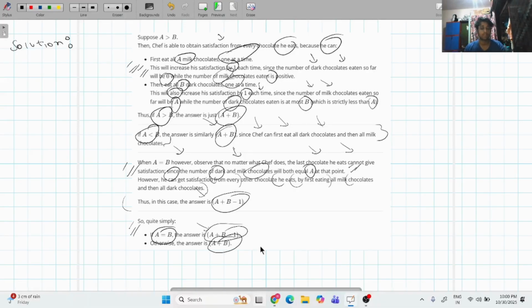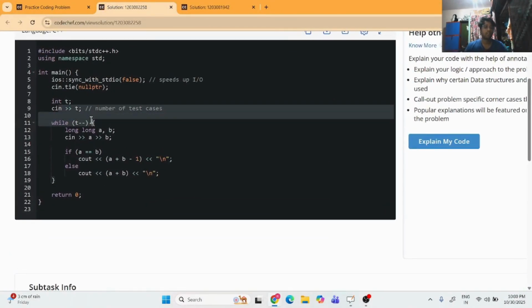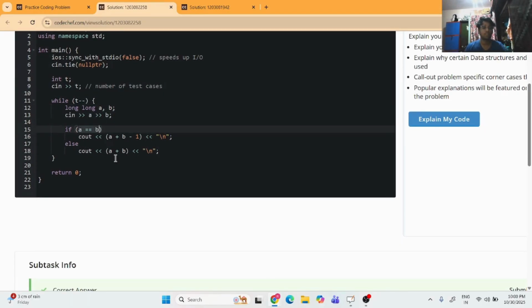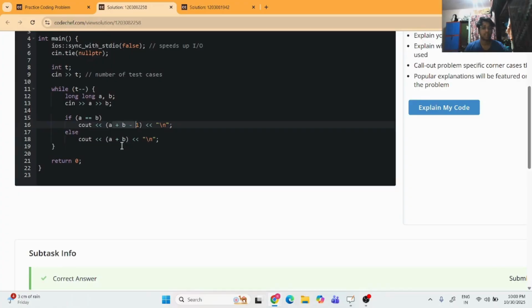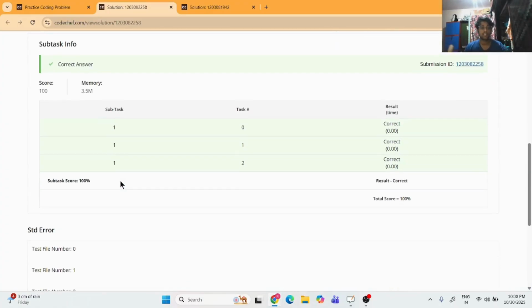Now let's move towards the C++ code. So this is my simple C++ code. I took the input for all the test cases as well as A and B. And if A equals B, I will print A plus B minus 1. In the other case, I will simply print A plus B. And as you can see, guys, I have got my C++ code accepted.